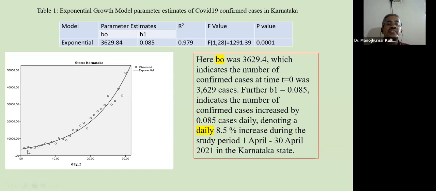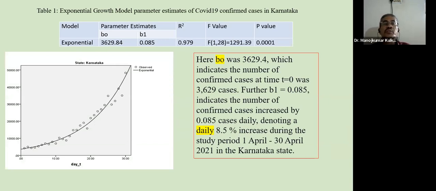When the model was fit, the black line you are seeing is the observed values, and the dotted values are the predicted values. You can see that the predicted values are closely concentrated around the observed line. So this prediction is pretty good, a very accurate prediction of the occurrence of cases. This confirmed that the cases are increasing at an exponential rate with a daily 8.5% increase. Accordingly, we found the mortality rate also. Mortality rate was also high.